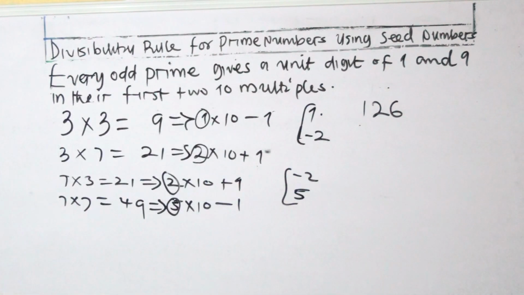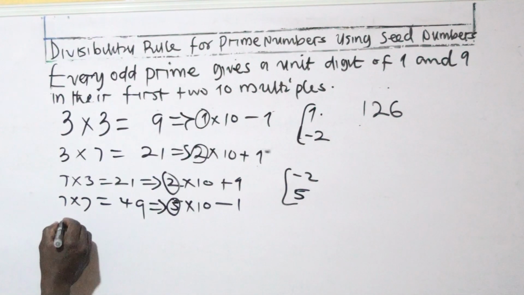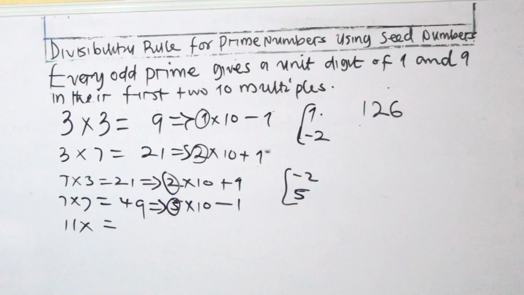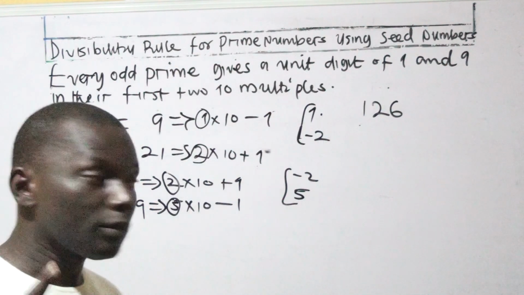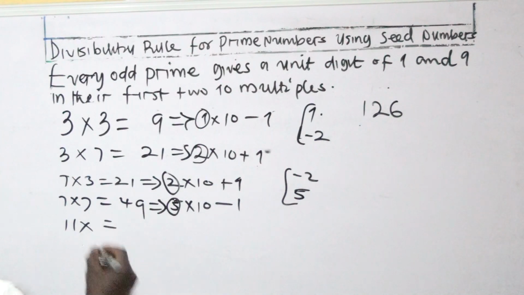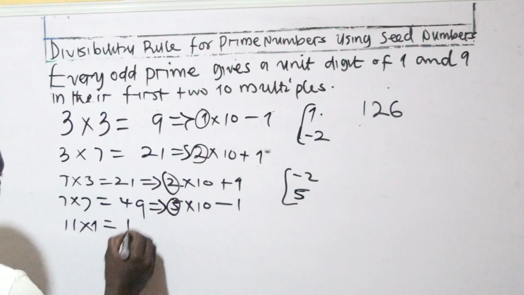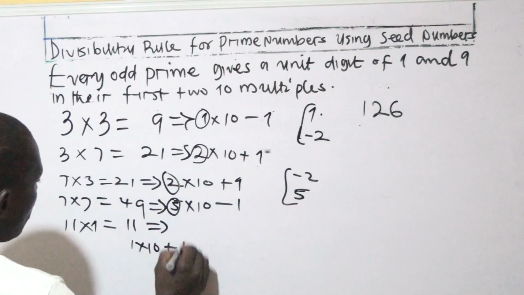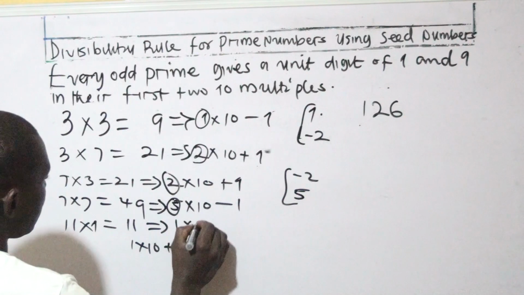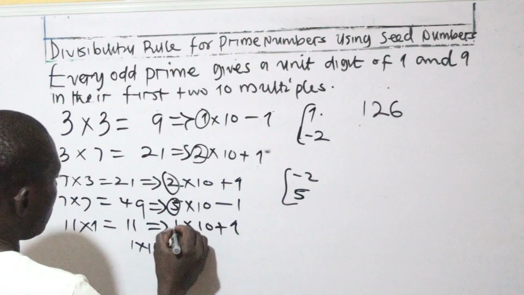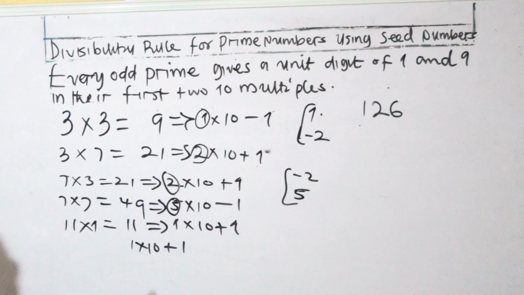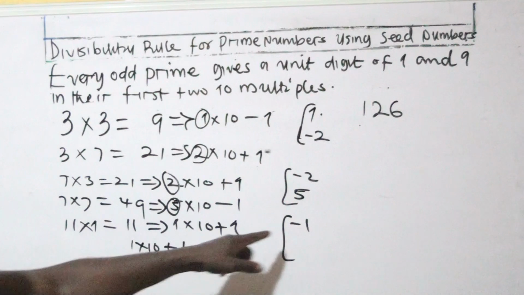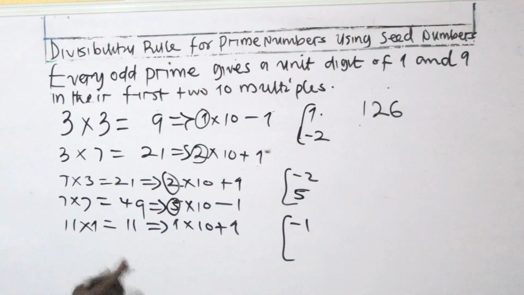Now let's look at the last one here. We're going to look at 11. So 11 times what, so that the unit digit becomes 1? It's 1. 11 times 1 will give us 11. And 11 is 1 times 10 plus 1. Because of the fact that this is plus, our seed number will become minus 1.